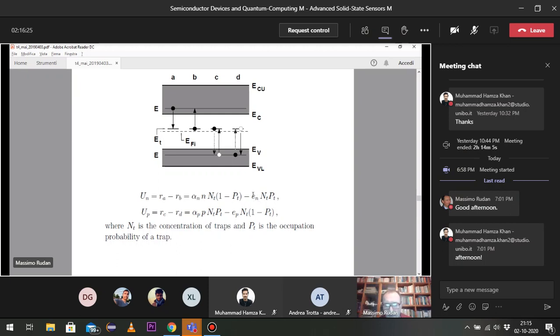And then we have a coefficient that describes the emission from the trap into the conduction band. This coefficient is called the emission coefficient, E sub n, and its units are those of the inverse of a time.